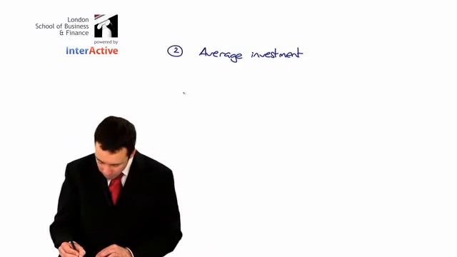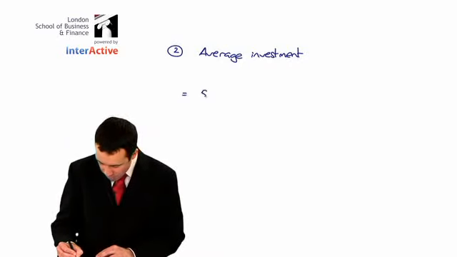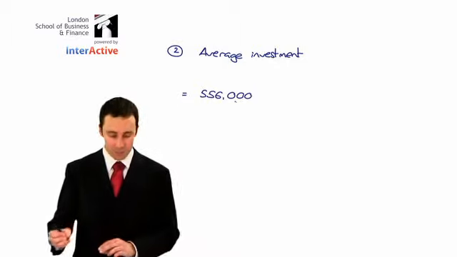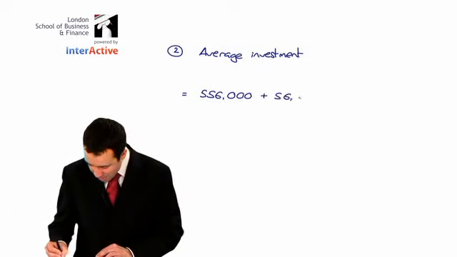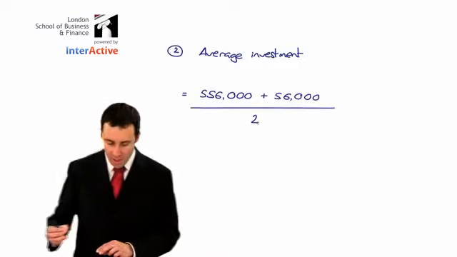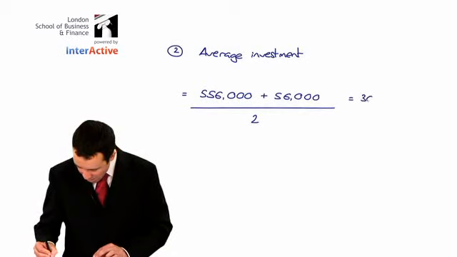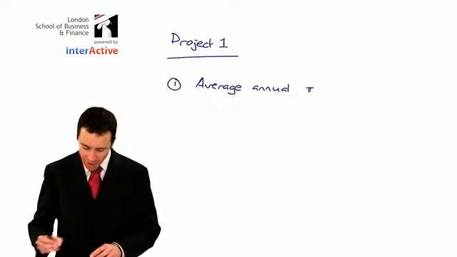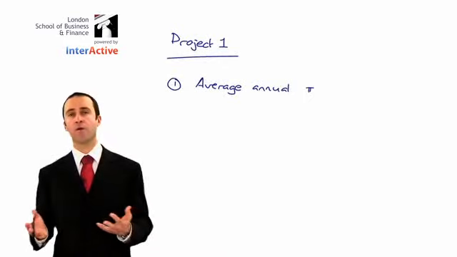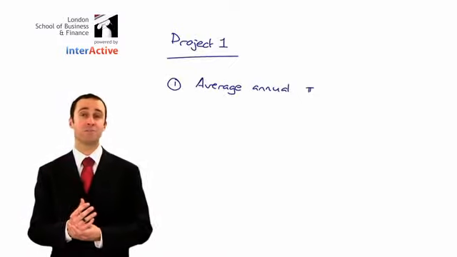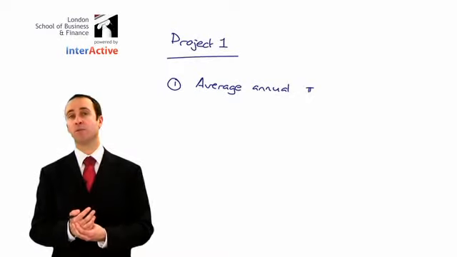So for project 1, we bought the asset originally for £556,000. We could scrap it at the end of its life for £56,000. If we divide that by 2, that gives me an average investment of £306,000. In terms of calculating your average annual profits, we're going to look at our total profits for the 5 years and then divide those total profits by 5 to get our average annual profit.